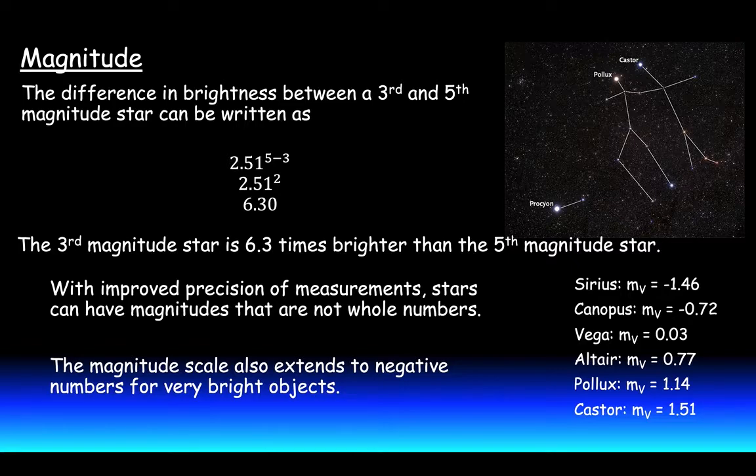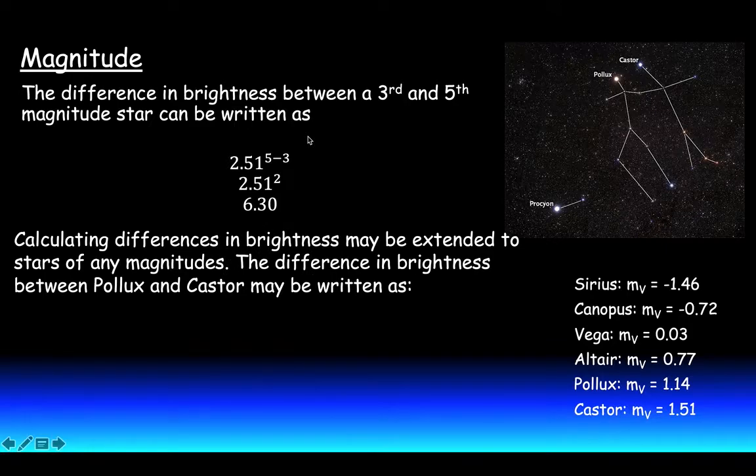And so I don't necessarily need to only consider a fifth and a third magnitude star. For example, if I want to compare the brightness of Castor and Pollux, I could say, okay, 2.51 raised to the dimmer star minus the brighter star, so that'd be 1.51 minus 1.14.